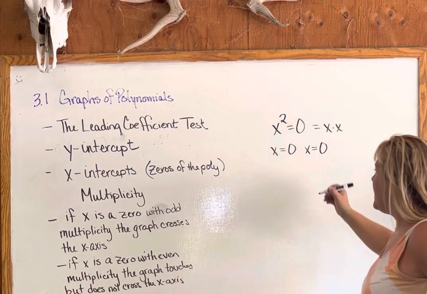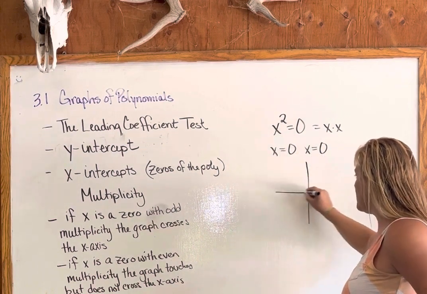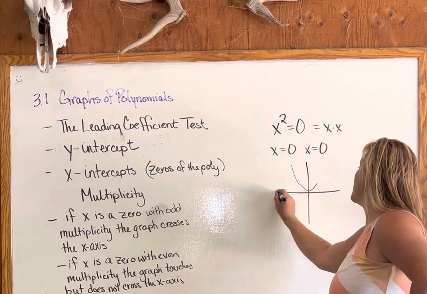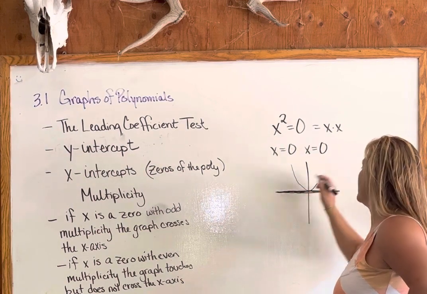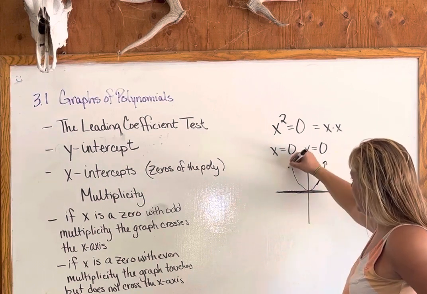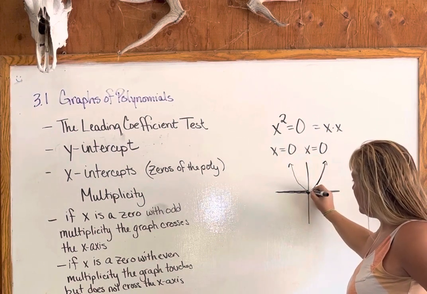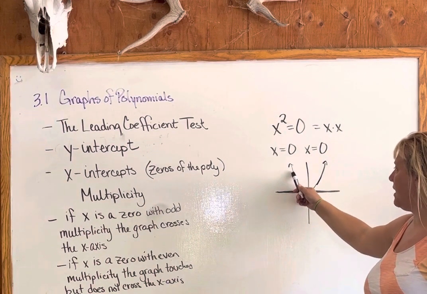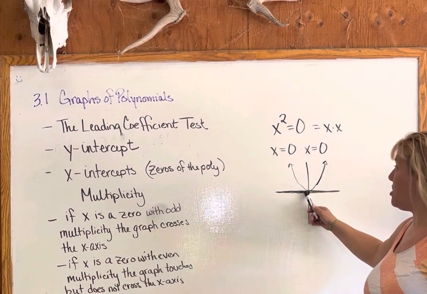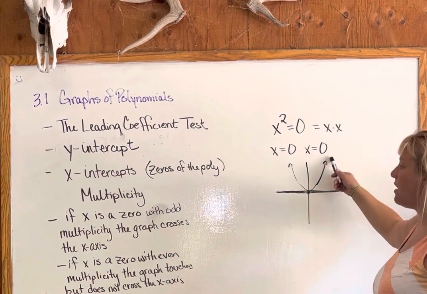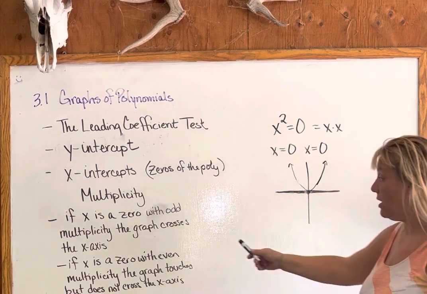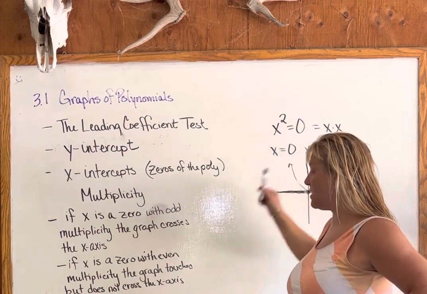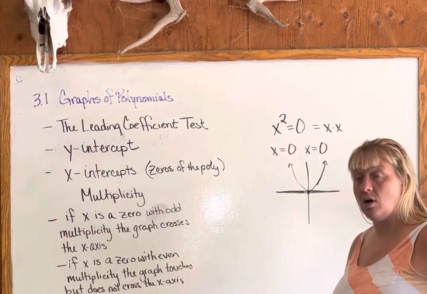Now, this is also our base graph, so we know that the graph looks like that. There's our graph. Here is our x-intercept at 0. What did the graph do? It comes down. Does it cross through? No. It comes down, bounces off, and goes back in the other direction. So if there's even multiplicity, it was an answer 2 times, the graph touches but does not cross.